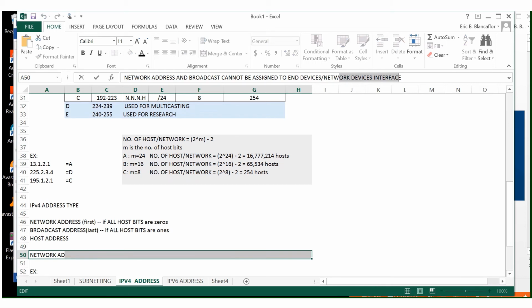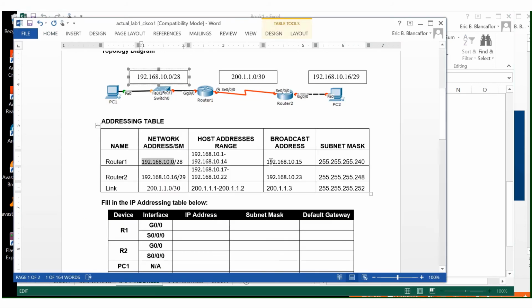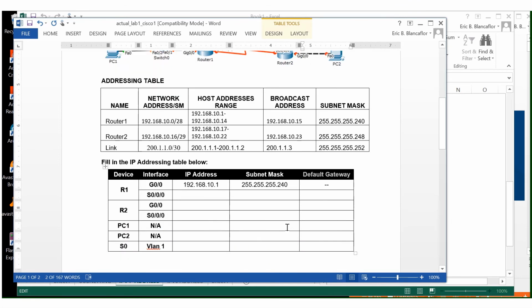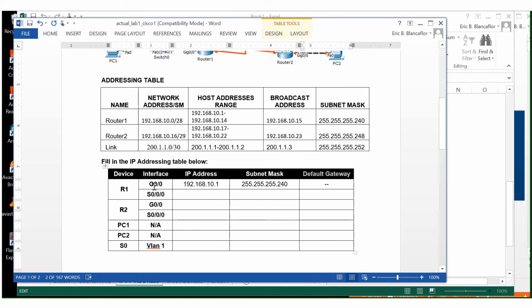So, no. Also this one, that's why they have the separate column. We are to get the IP addresses here in the host address range. So what we are to assign is 192.168.10.1. Subnet mask is this, right? 255.255.255.240. Is there a gateway? No, because this is the default gateway. So you do not assign a default gateway on this because that is the gateway.